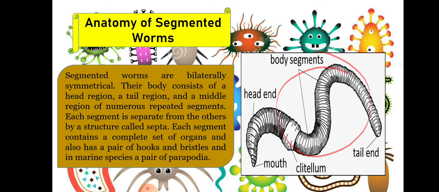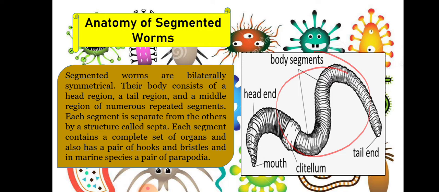So, the anatomy of segmented worms. Segmented worms are bilaterally symmetrical. Their body consists of a head region, a tail region, and a middle region of numerous repeated segments. Each segment is separated from the others by a structure called septa. Each segment contains a complete set of organs and also has a pair of hooks and bristles. In marine species, there is a pair of parapodia.